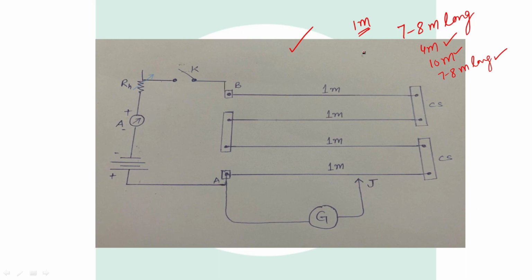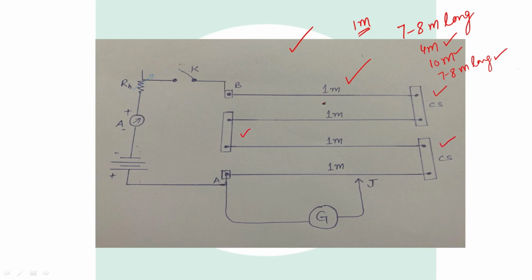So for our convenience, we use this wire in segments, and the length of each segment is 1 meter. Do you understand? If we use a 7 to 8 meter long wire in a straight path, the apparatus will be very large and it will be very difficult for anyone to use. So we use this 7 to 8 meter wire in segments, the length of each segment is 1 meter, and we attach these segments with the help of copper strips.